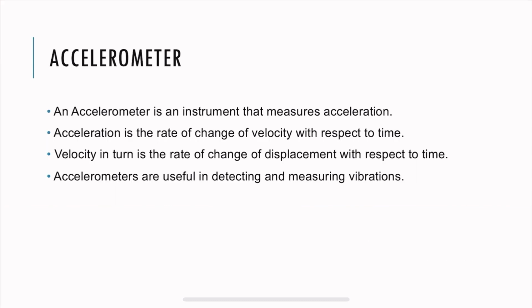So what is an accelerometer? An accelerometer is an instrument that measures acceleration. Acceleration is the rate of change of velocity with respect to time. Velocity in turn is the rate of change of displacement with respect to time. Accelerometers are useful in detecting and measuring vibrations.